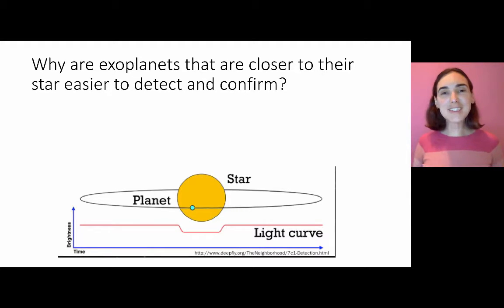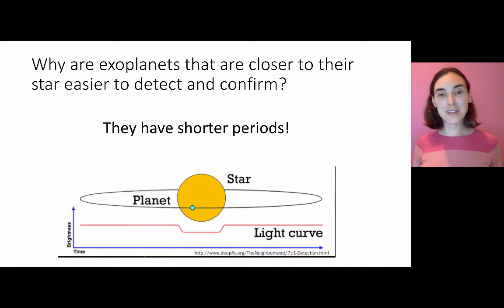This question brings us back to Kepler's third law. The ones that are closer in are going to have shorter periods because remember, closer, faster, farther, slower. The planets that are closer are moving faster, orbiting more quickly, and we'll see more dips in the starlight.